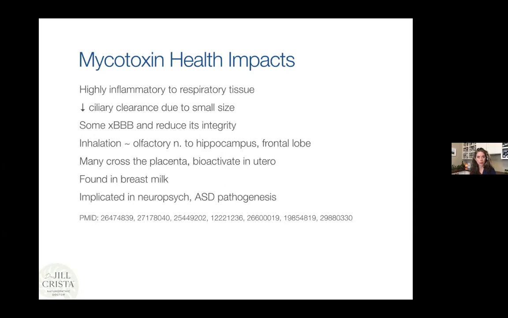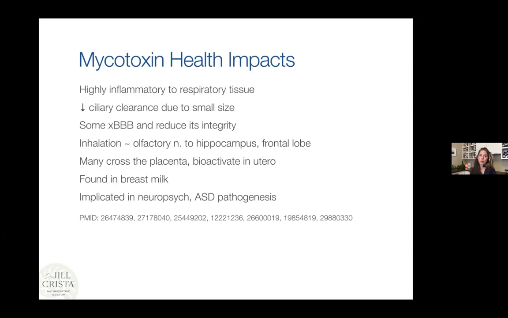So now you have spores are inflammatory, fragments are even more inflammatory, and then let's add a little inflammation on top of that with mycotoxins. They have the effect to reduce the cellular clearance. So they impact the neurological system of moving the foreign particle out. Some of them do cross the BBB, which I apparently need to firm up, and they will reduce its integrity.